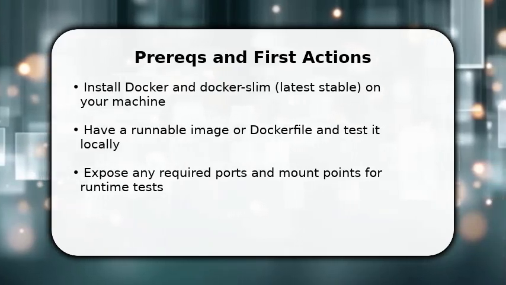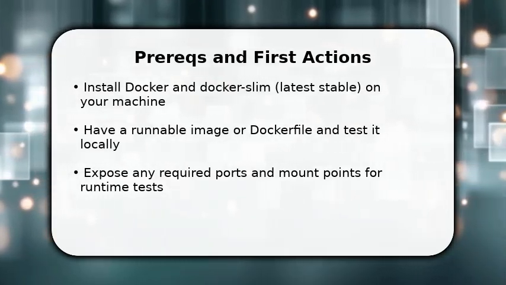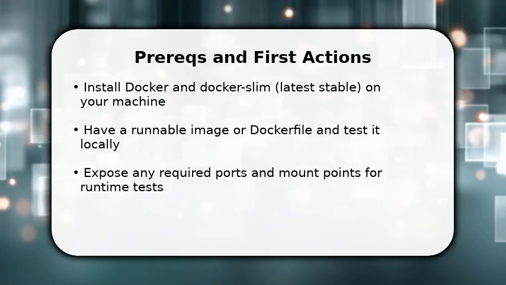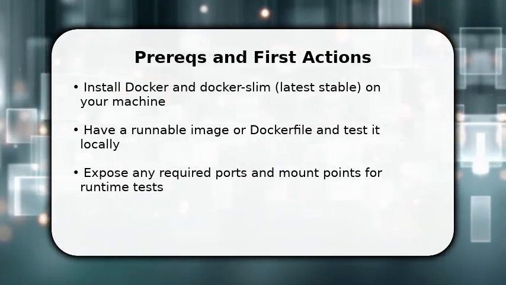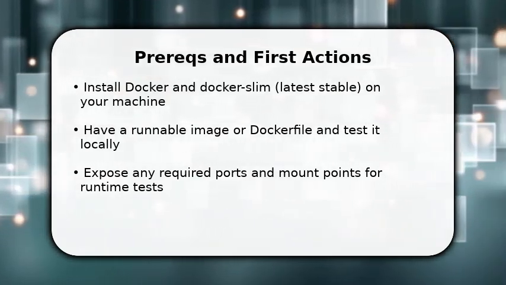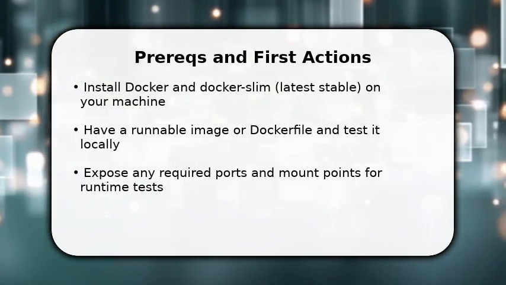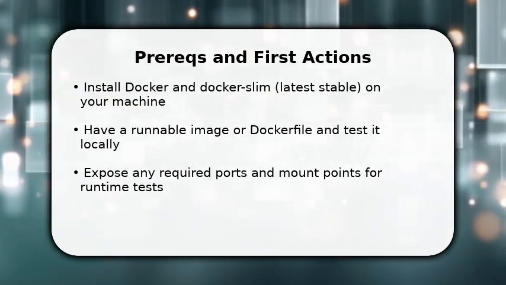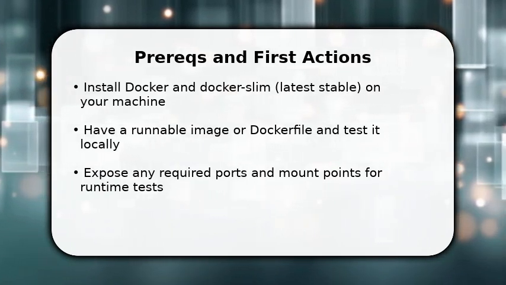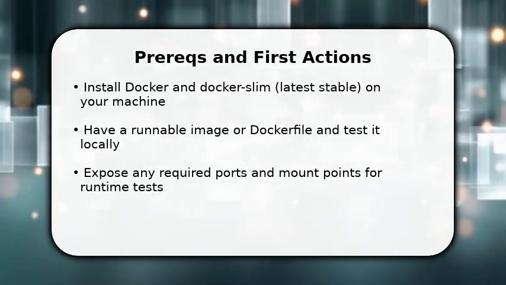You already have Docker and Docker Slim installed. Start by picking a working image or building from your Dockerfile. Run the container to confirm functionality, then note which ports, volumes, and env vars matter. Once done, stop the container and run Docker Slim inspect to capture entry points and runtime behavior.